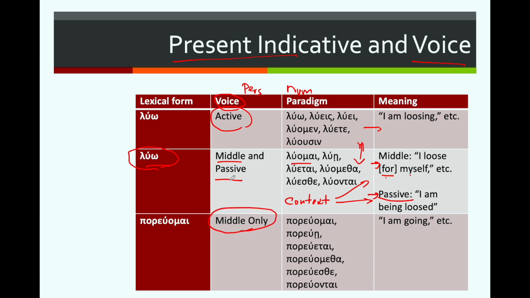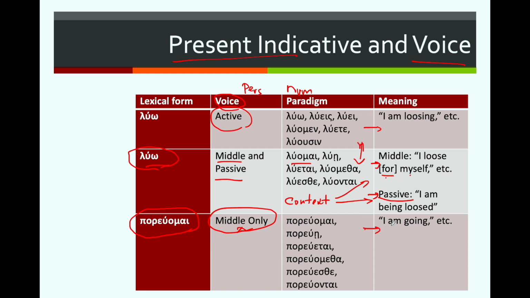Okay? But as I said earlier, there are middle-only verbs. These middle-only verbs don't have active endings, they just have middle. And by definition, they really don't fit a passive idea here. So they will appear in the dictionary with their middle voice form: pruomai. Okay, pruomai. And here we go: pruomai, prue, pruetai, pruamatha, pruestha, pruontai.